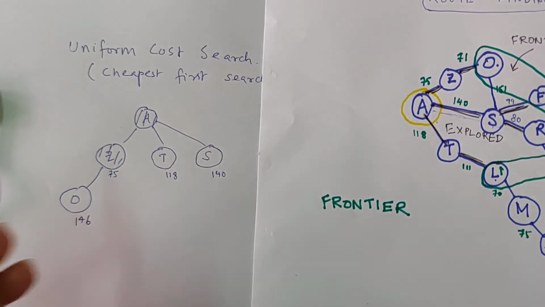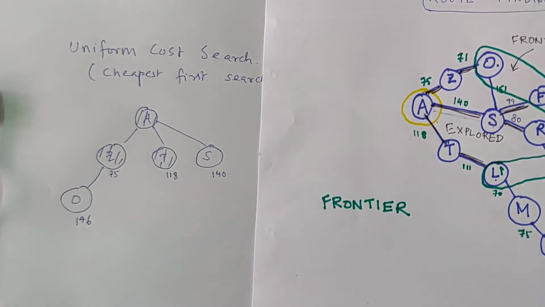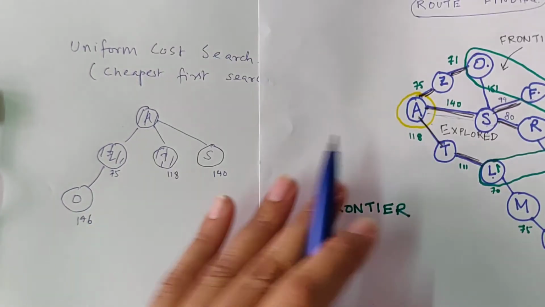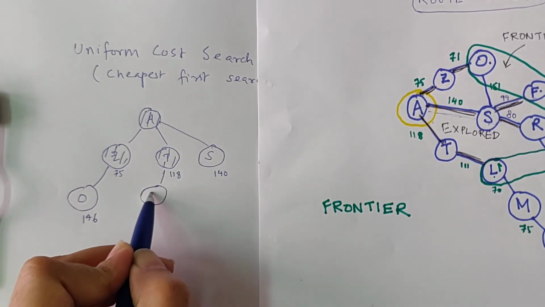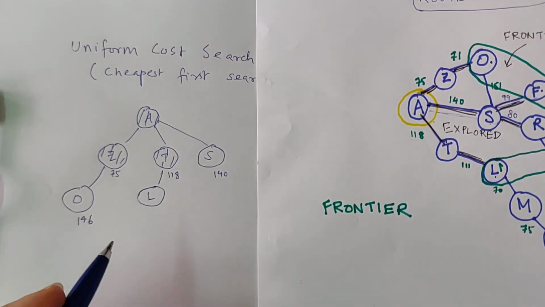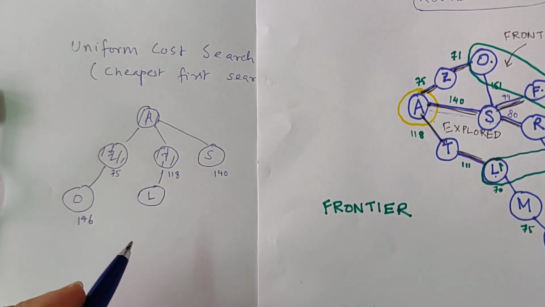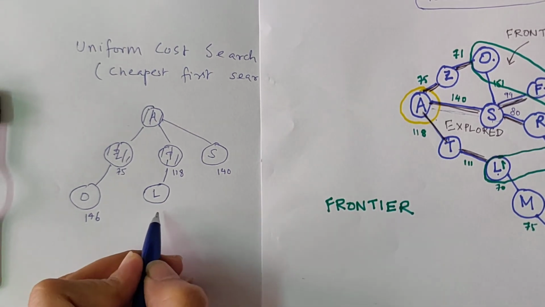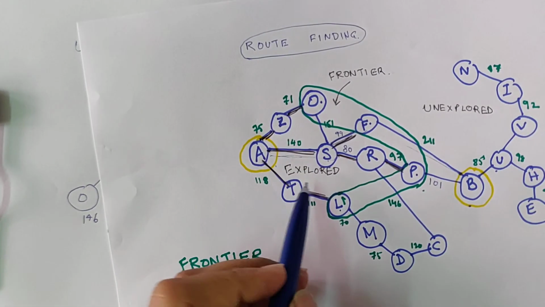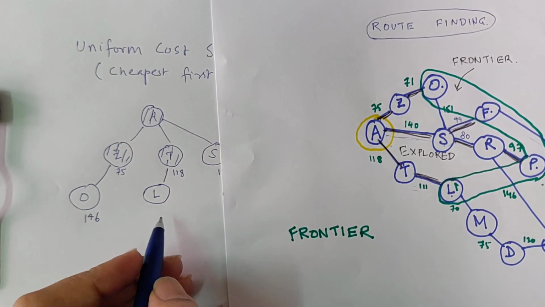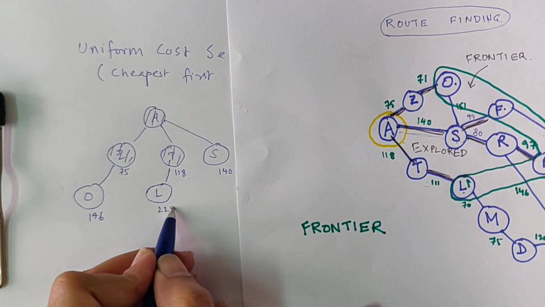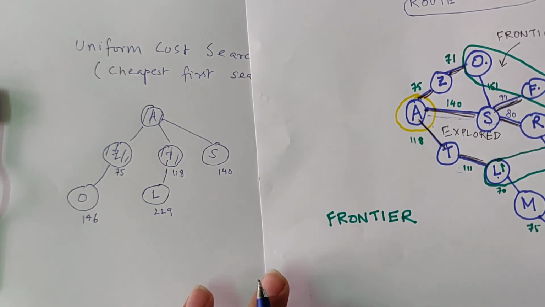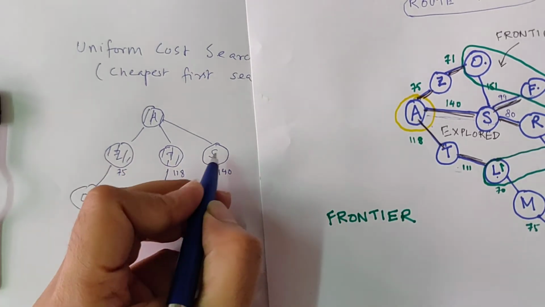So I will have to open T. By opening T, I will add only L. And the path cost for L will be 118 up to T, and from T to L it's 111. Add them up to get 229. My frontier is now O, L and S. Which one should I open? S.